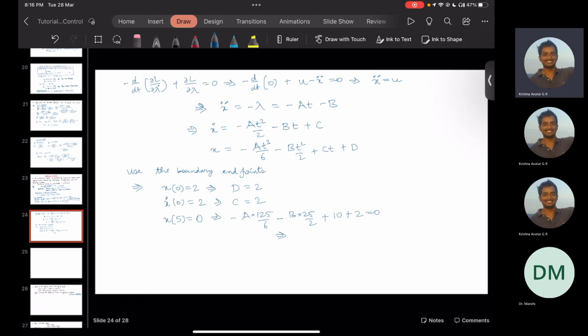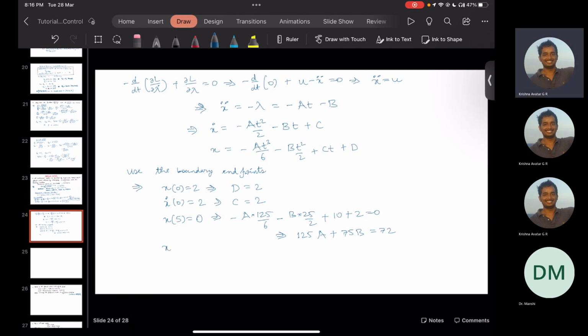Let's just multiply throughout by 6, and take the terms on the other side. This gives us 125a plus 3 into 25, which is 75b, is equal to 72.